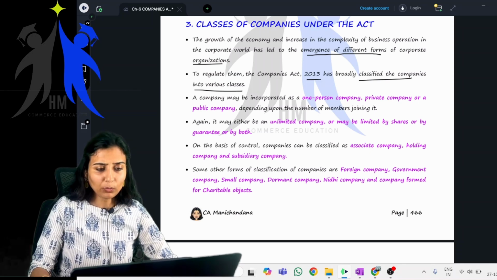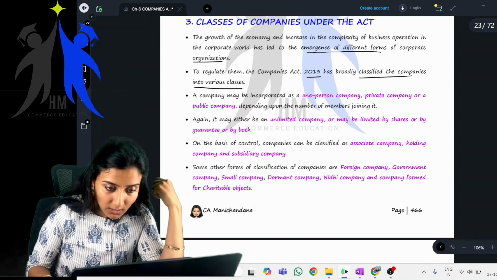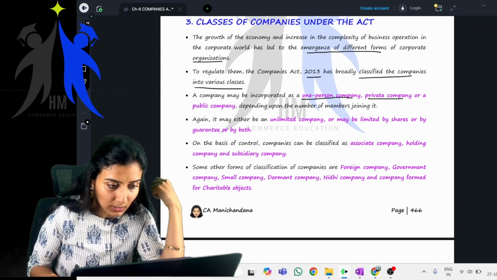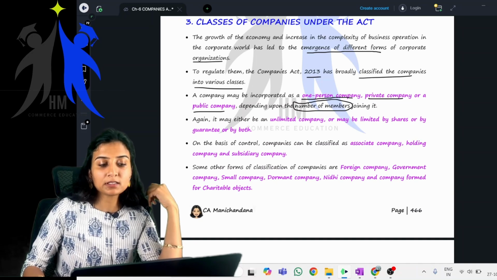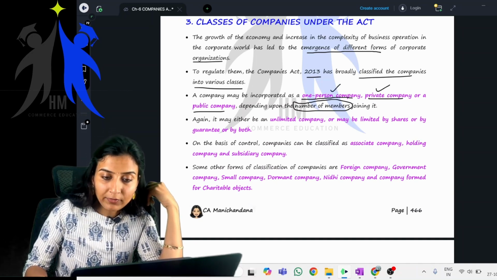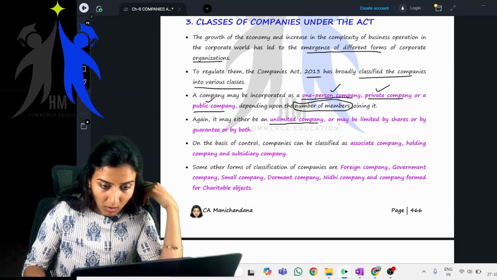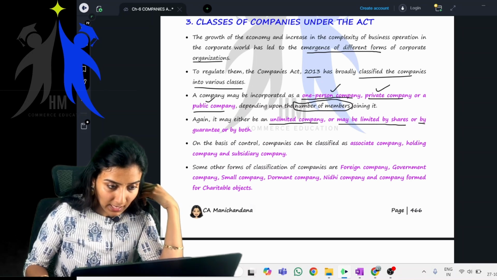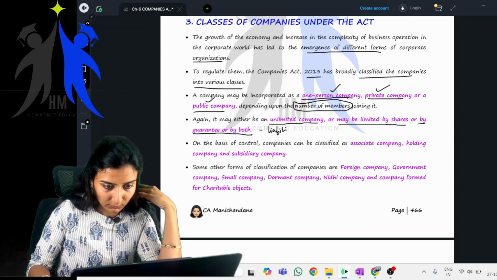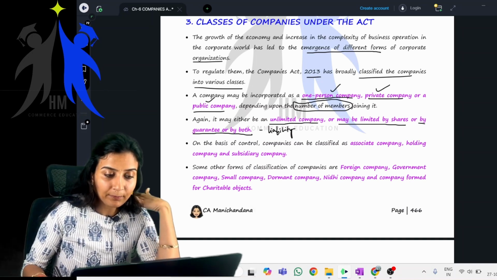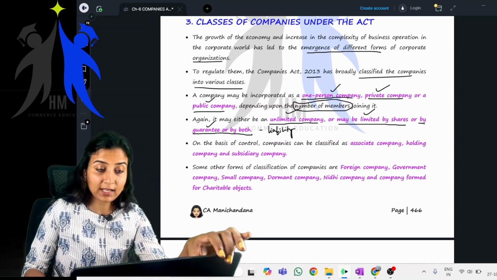Let's see what are the different types of companies. A company may be incorporated as a one-person company, private company, or a public company, depending upon the number of members joining it. Next, it may either be an unlimited company, or limited by shares, or limited by guarantee, or by both. This is based on liability: it can be either an unlimited company, or a company limited by shares, or a company limited by guarantee, or limited by shares and by guarantee, that is, by both.